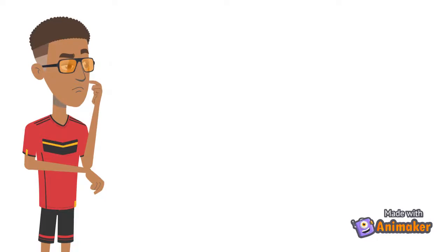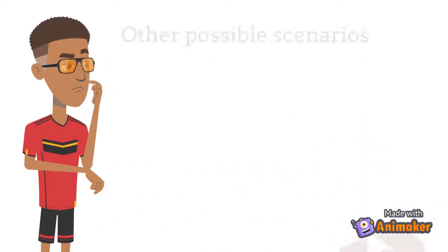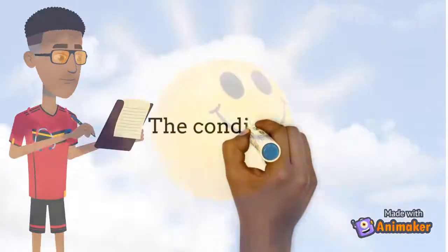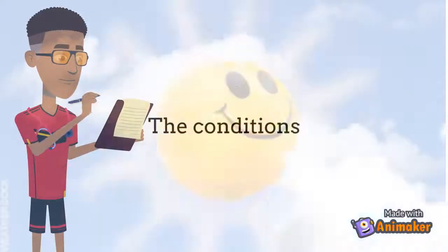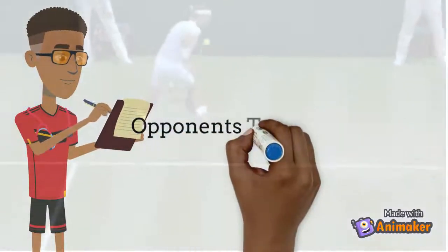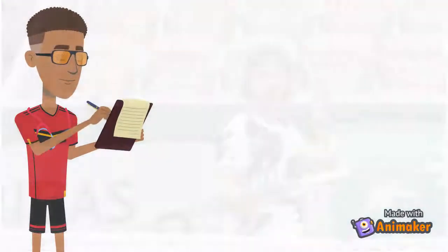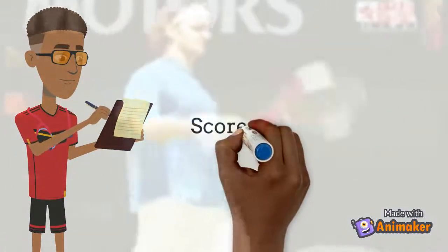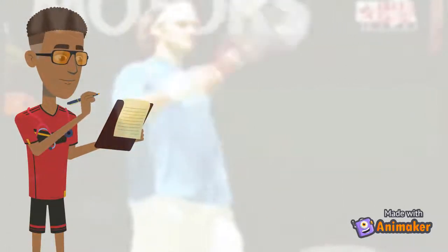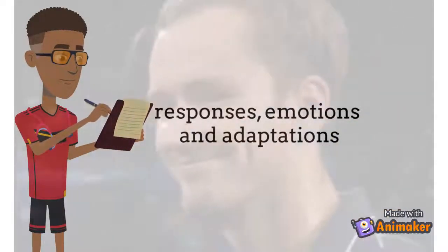It is also important to visualize the possible scenarios that you might encounter in the match, like the conditions, the wind, sun, court surface, etc. Opponent's tactics and your counter, wrong calls by the opponent or umpire, scores, like important points, up a break, down a break, etc. You add to the visualization all the right responses, emotions and adaptations to each possible situation.